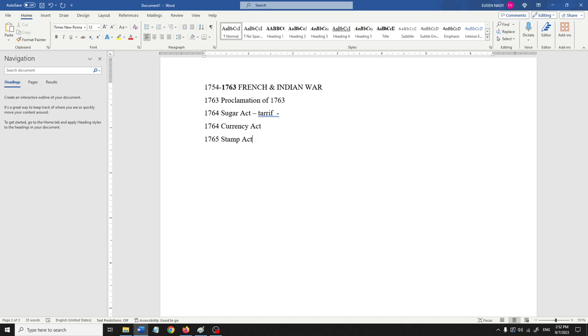Basically every printed material in the colonies now had to bear a stamp, and you would buy this stamp from the British government, and the cost of the stamp was the tax that you were paying. I mean, if you think of it, that wasn't that much.